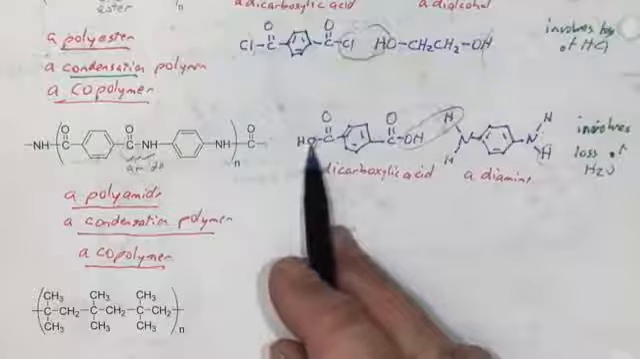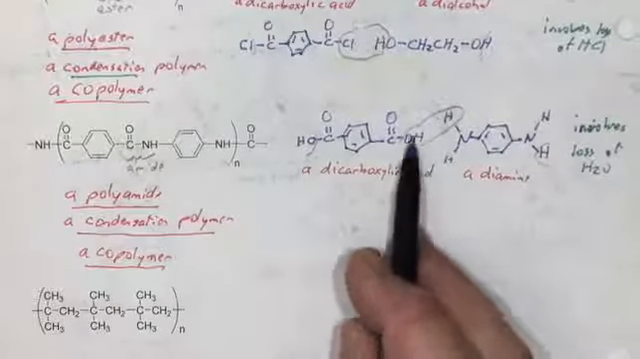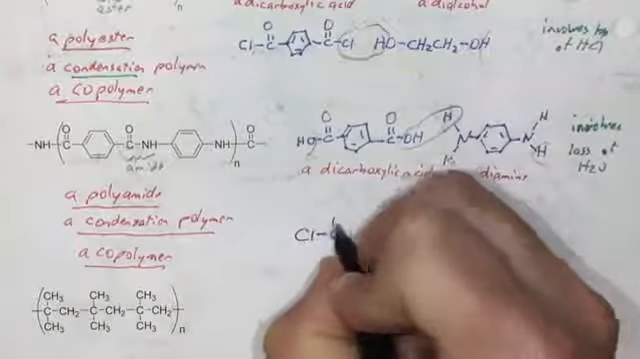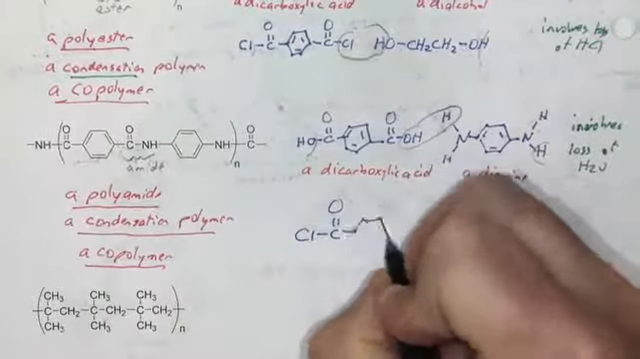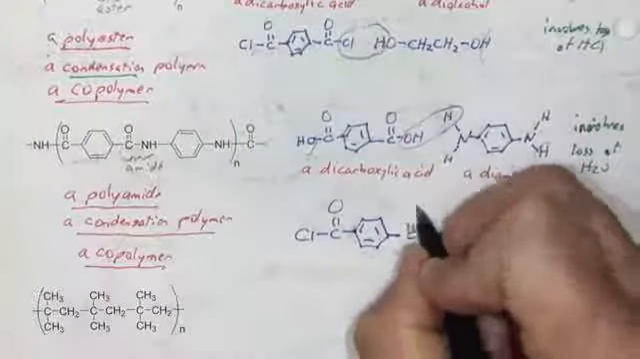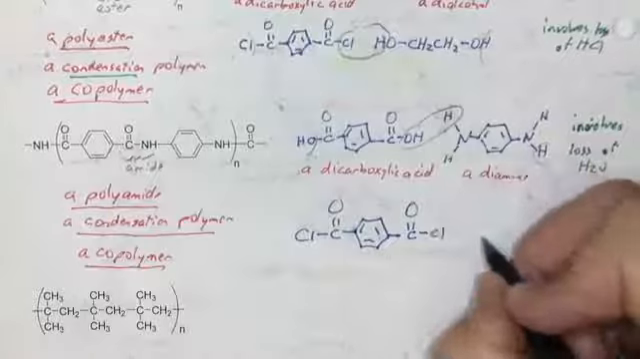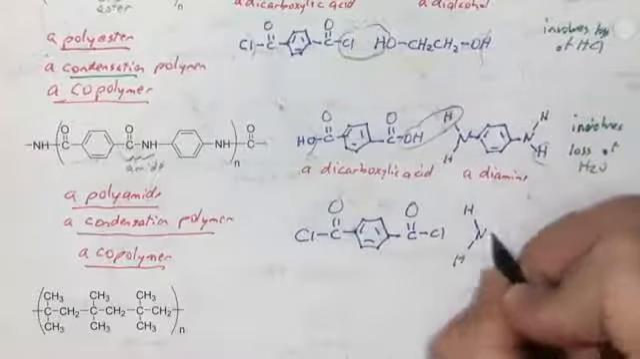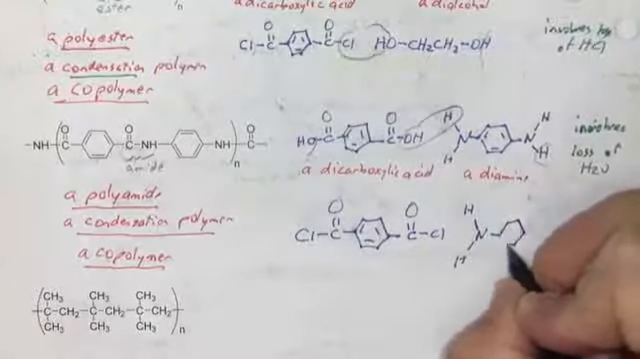So instead of the loss of water, we're going to have the loss of HCl. So instead of an OH here, there'll be a chlorine atom. So Cl attached to C double bond O, a benzene ring attached to C double bond O, and a Cl. And here's the same diamine. Here's the benzene ring.